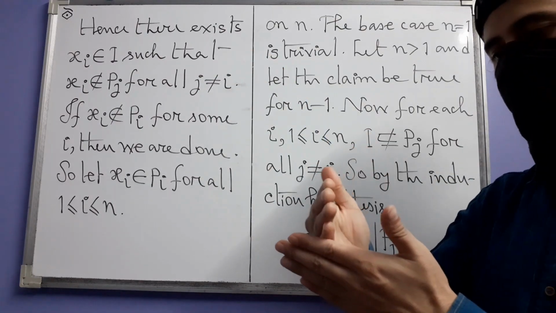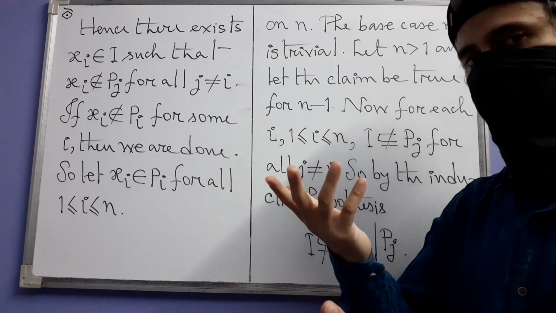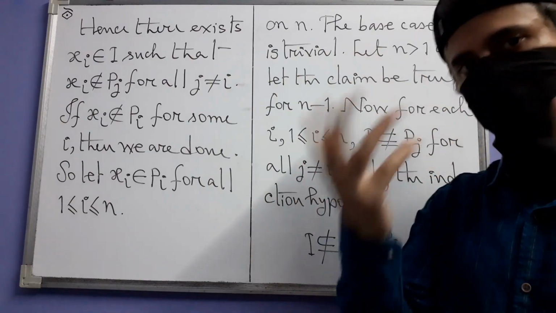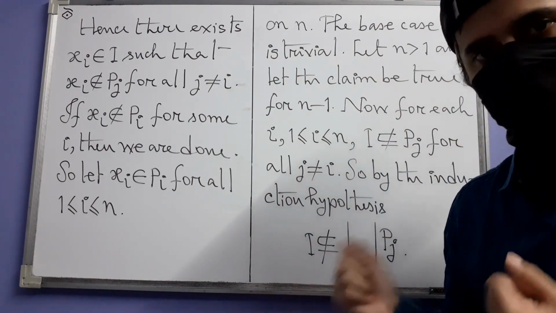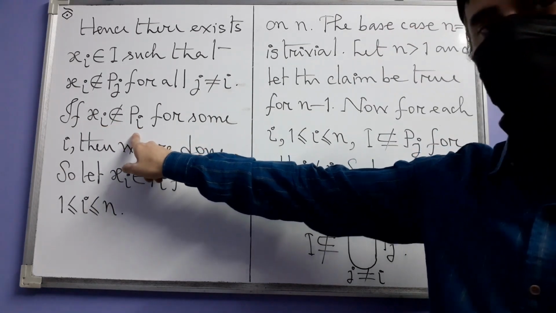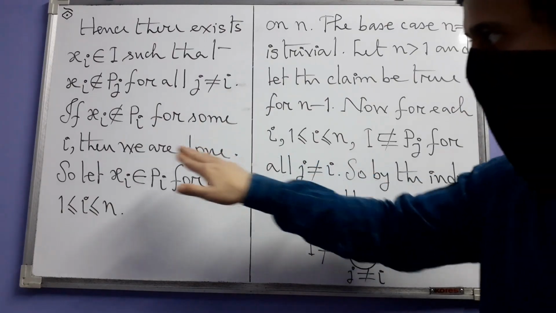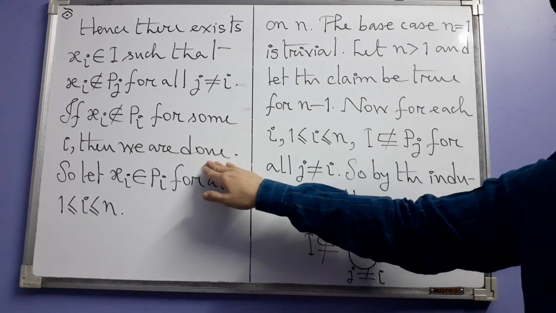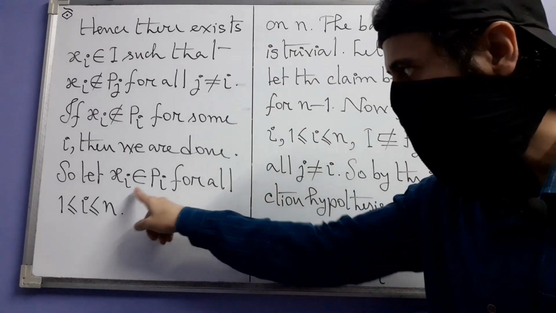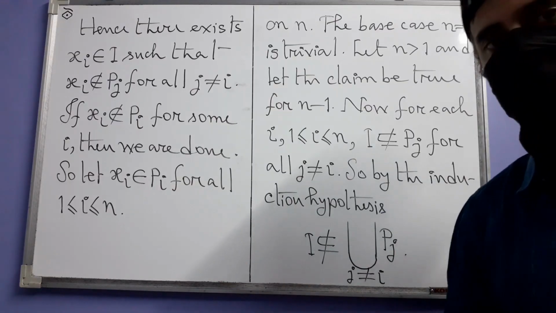So for some particular i, if that xi is not in the union of all the P's, then I will not be contained in the union of all the P's, which is what we want to show. But only if one such index i exists. It may not exist also. So in that case, we are done. Otherwise, for each i, xi belongs to Pi. Now this case has to be handled separately.